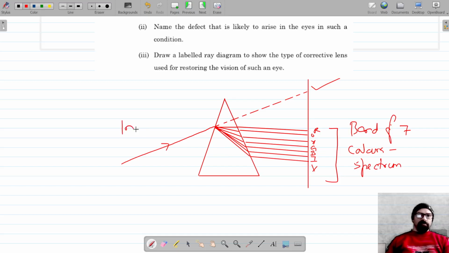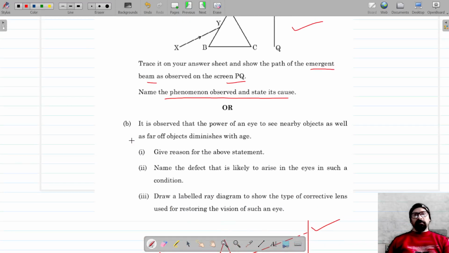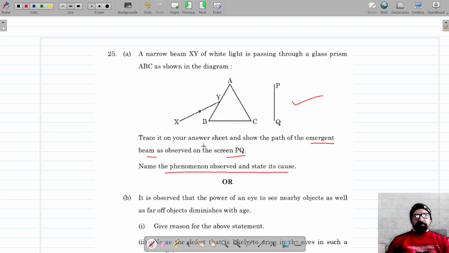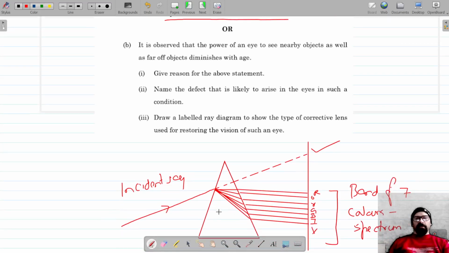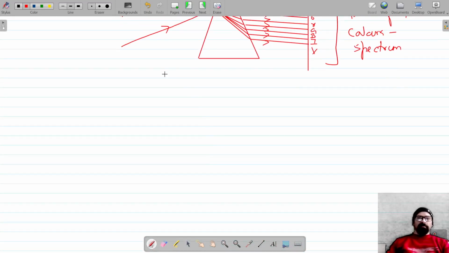So this is how you will trace. This is the incident ray. So this is how we'll trace it on your answer sheet, and the path of the emergent beam as observed on screen PQ. And let's also give the direction with the arrows. And this is the splitting of white light into seven colors, and this phenomenon is called dispersion.